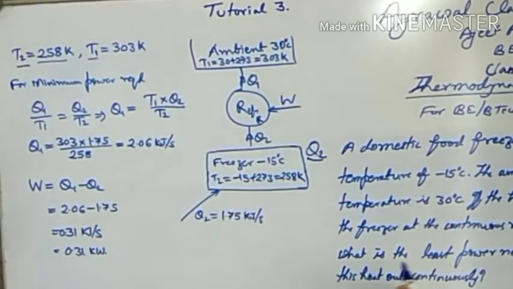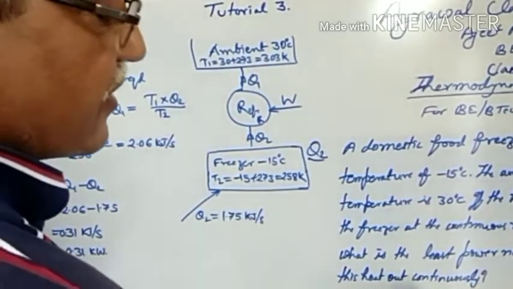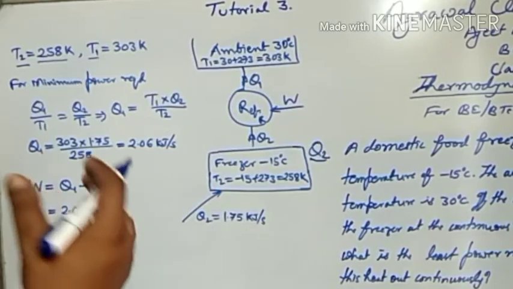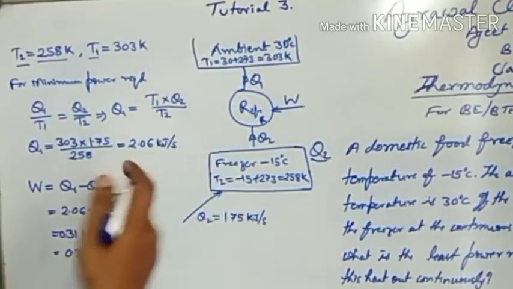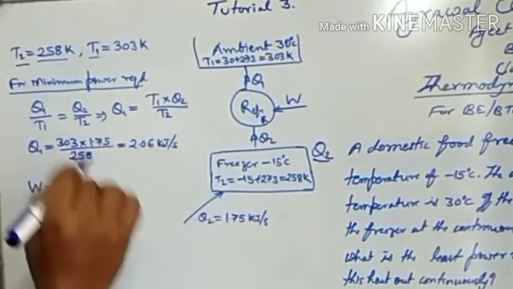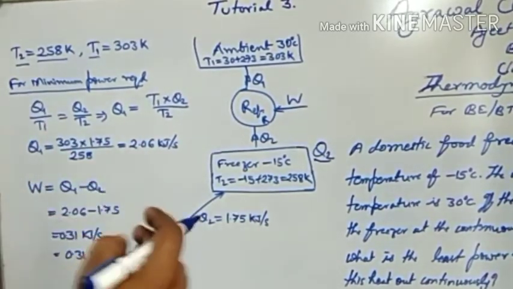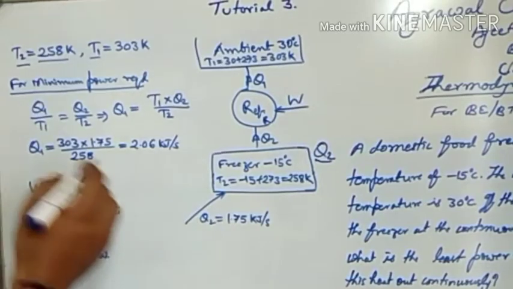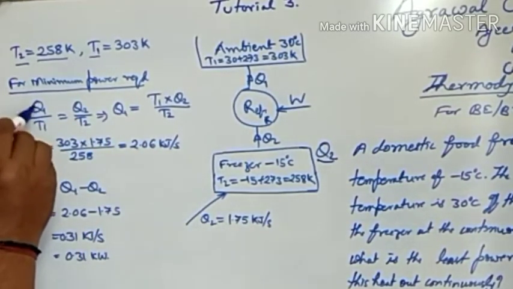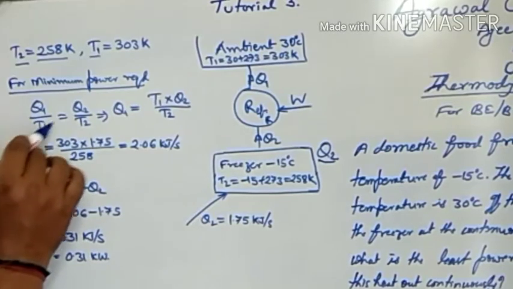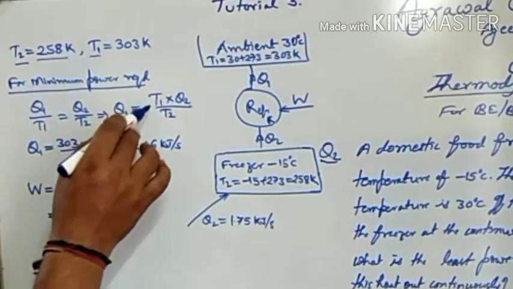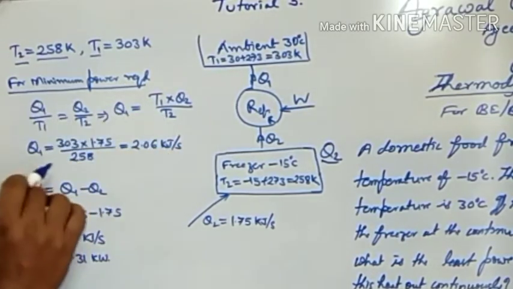When it is required that the least power necessary to pump this heat out, that means we have to consider the most efficient refrigeration system. So when we are considering the most efficient refrigeration system, then it is a reversible heat engine. In the reversible heat engine, we have a relation that Q1 upon T1 is equal to Q2 upon T2. So we can calculate Q1 as T1 into Q2 upon T2.